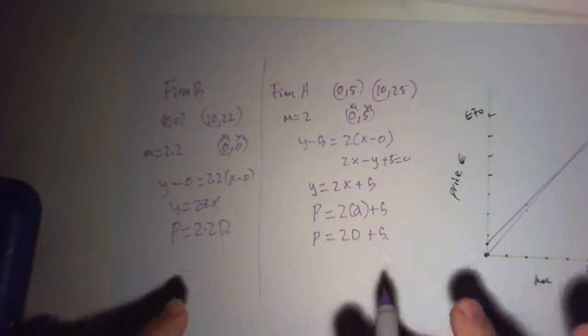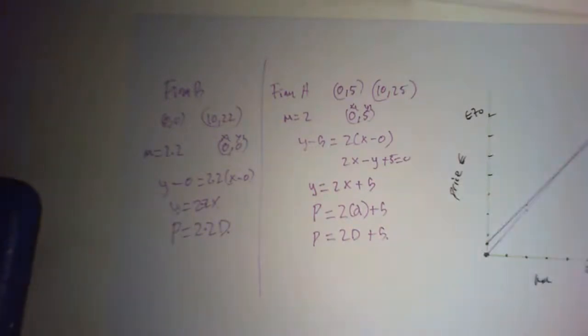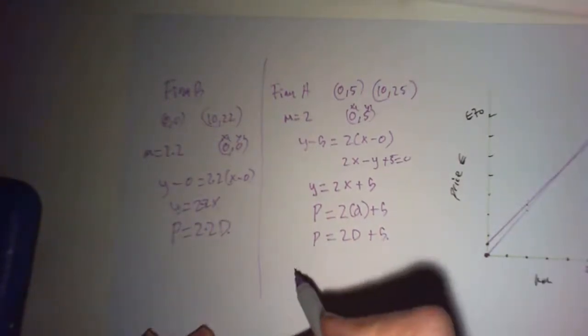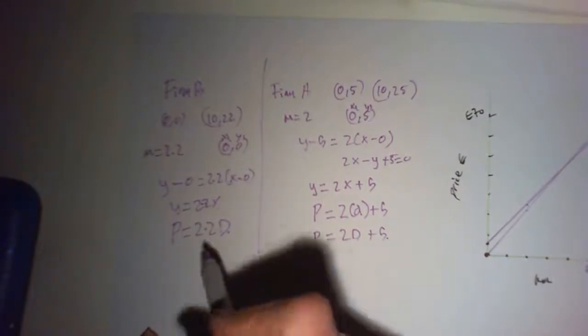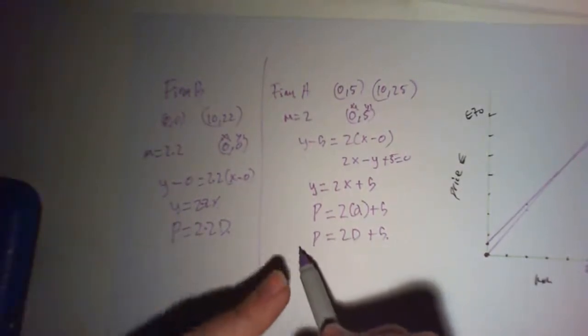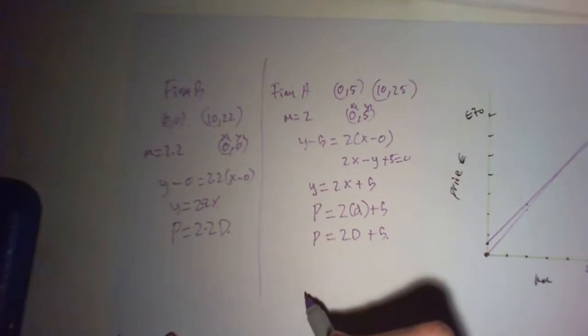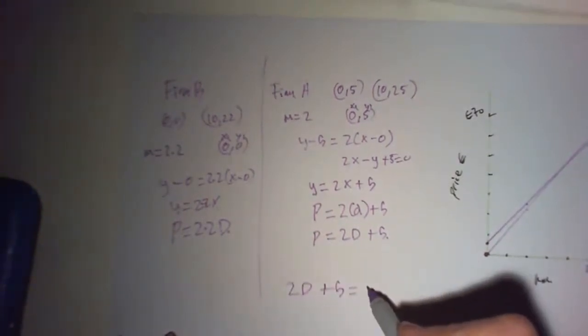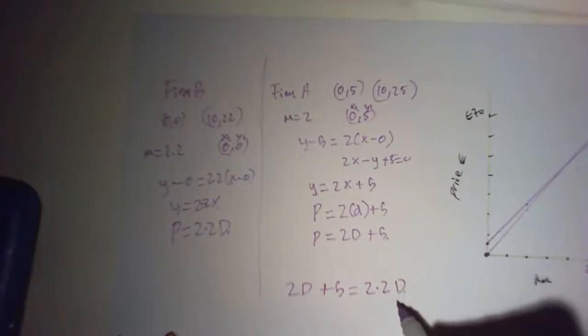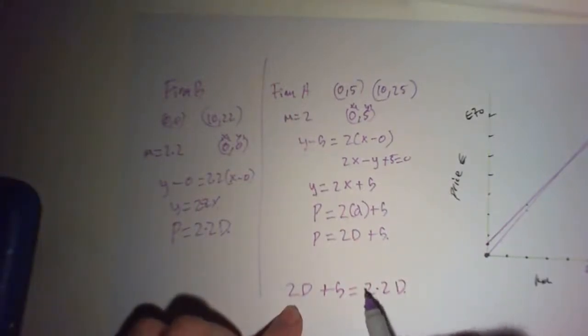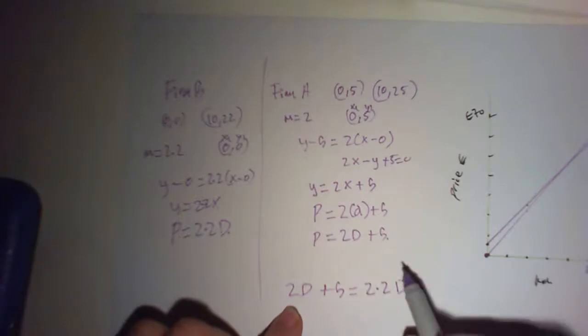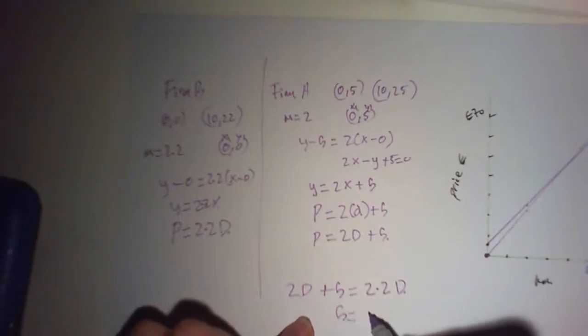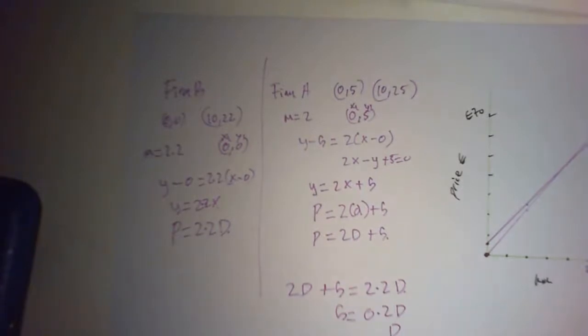But let's try and work it out from the maths, because we have to be sure. So how do we know? Well, if p is equal to that and p is equal to that, make the two of them equal to each other. 2d plus 5 is equal to 2.2d. Let's bring them together. 5 is equal to 0.2d. D is equal to, let's get our calculator.